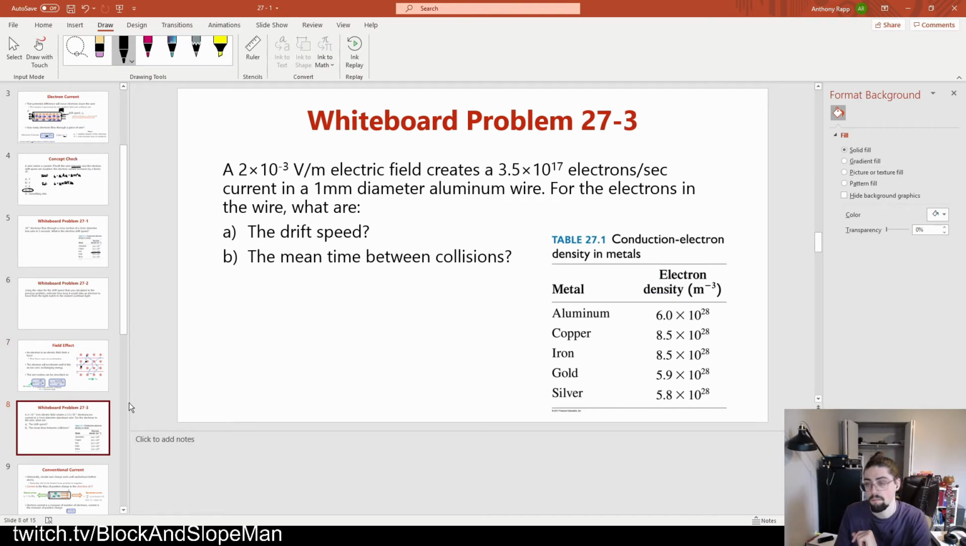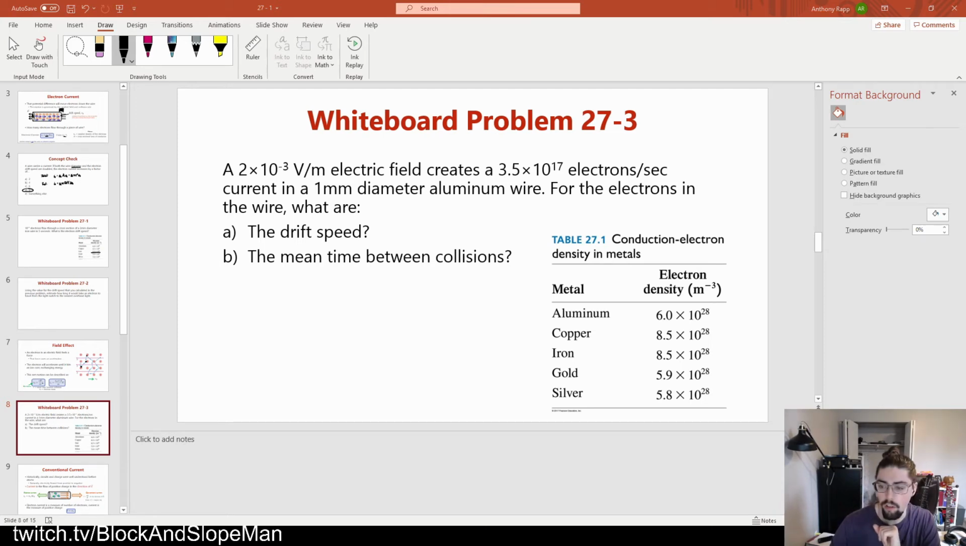So, let's take some of these ideas. Let's say that we have a pretty weak electric field, actually. 2 times 10 to the negative third volts per meter, which, remember, is the same as newtons per coulomb. But 2 times 10 to the negative third volts per meter electric field, and the electron current is 3.5 times 10 to the 17th. That's going through a 1 millimeter diameter aluminum wire, not aluminium. For the electrons in the wire, find the drift speed and the mean time between collisions. So use those brand new equations that we just found, and let's go ahead and calculate out what these values should be. It might help to define what these variables are as we're getting used to using them, because I know a lot of these are kind of new now.